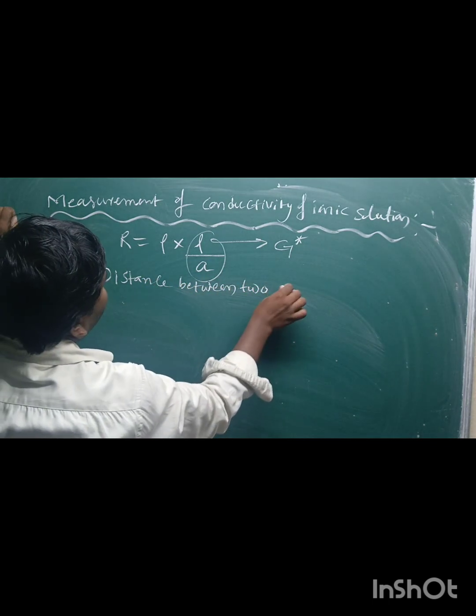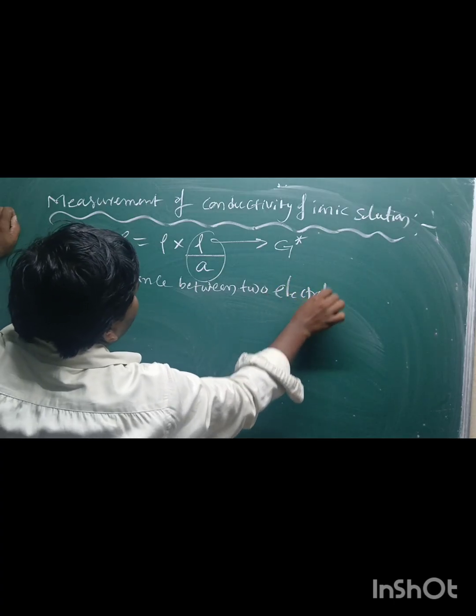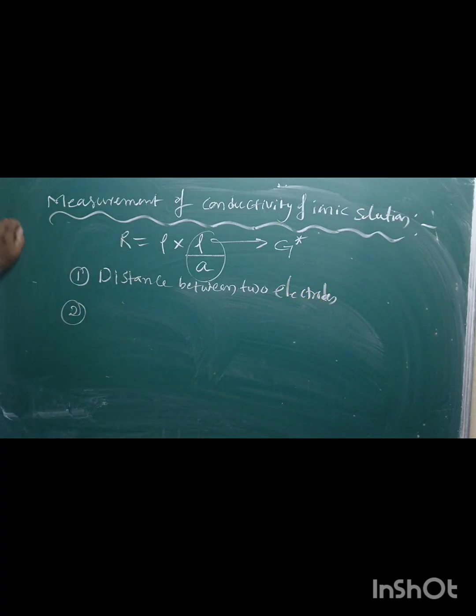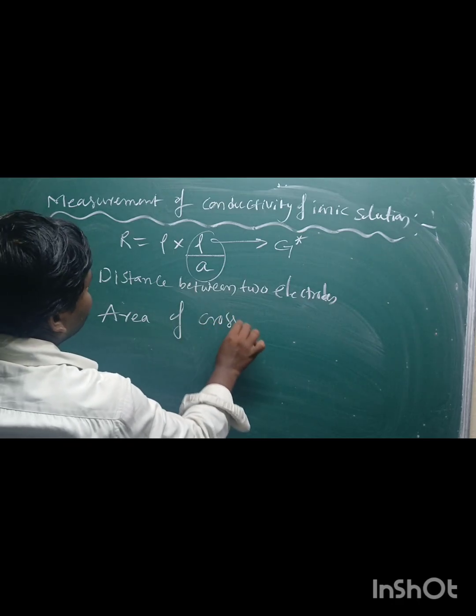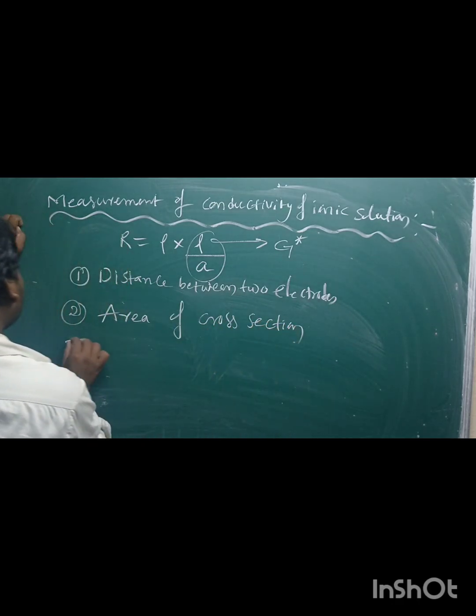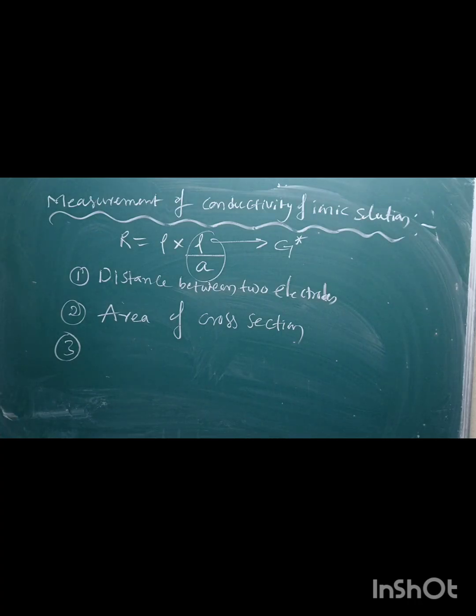Here there are two points: distance between the two electrodes and area of cross section. The cell constant is determined by using the resistance of a cell containing a solution whose conductivity is already known. You can observe here, now I am taking a diagram.